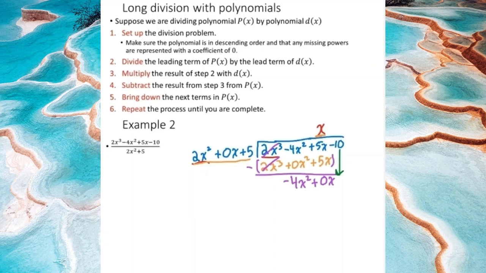Since we finished subtracting, we can bring down as many terms as we need from our dividend. Ideally, we want as many terms as there are terms in our divisor. If you need to, you can bring down more than one term. And now we'll proceed to repeat this process.